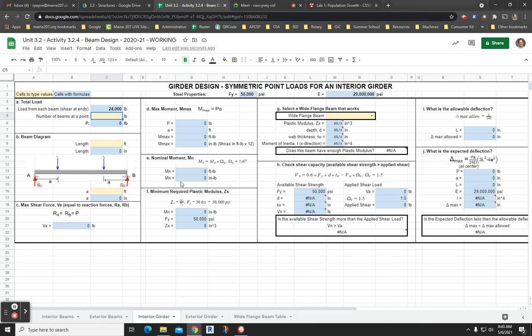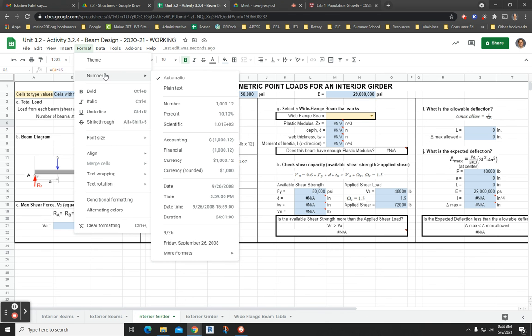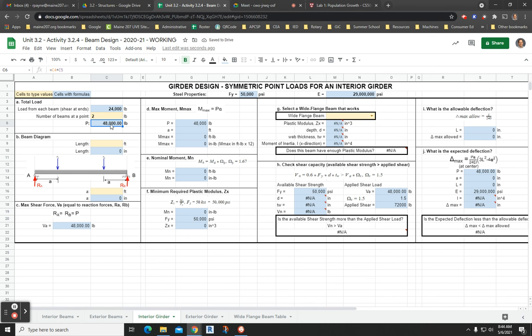All right. Now, remember, at each point, how many beams are tying into an interior girder at each point? 2. Excellent. Thank you. So 2 of them. And so that means the point load at each of these points is 48,000 pounds. Notice how this is, again, an oversight on my part. If it's not formatted with a comma, it can help you to read numbers quicker when they're formatted correctly. You can go to format, number, and if you just use number here, it will automatically put in 2 decimals. If I don't want that extra decimal, I can click on decrease decimal.